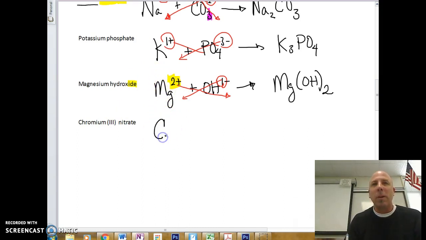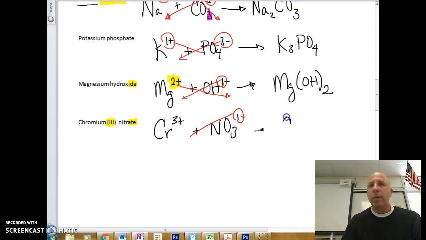So chromium is Cr. Chromium is a transition metal. That's where we have our Roman numeral coming in. And so that Roman numeral, remember, tells us our charge of a transition metal. So this is a 3+, plus the nitrate ion. Nitrate, once again, with that ATE ending, it's a polyatomic. So this is going to be NO3, 1-. We're going to crisscross those charges. This 1 is going to go down there, so we don't have to write it.